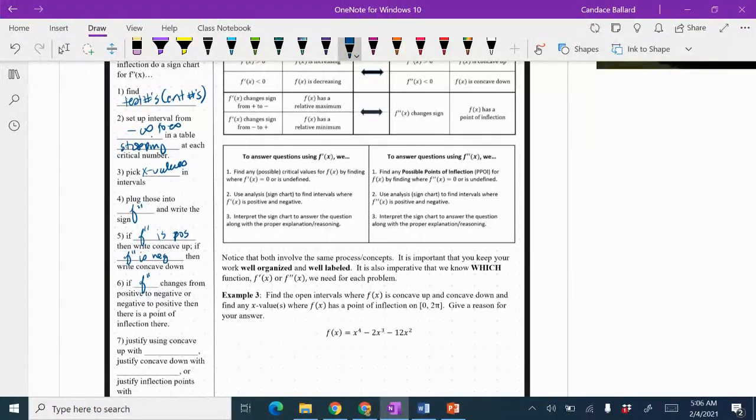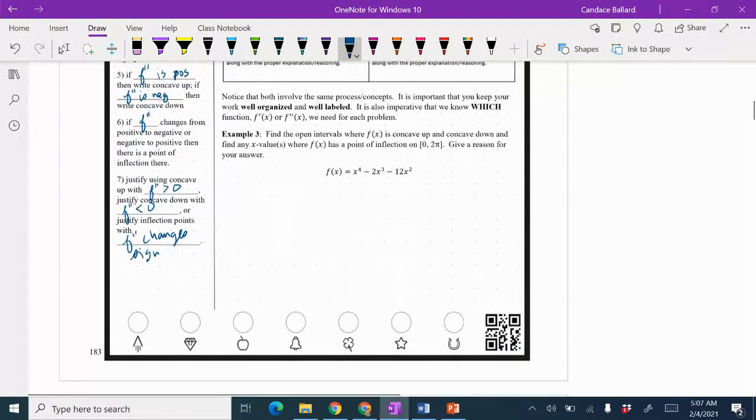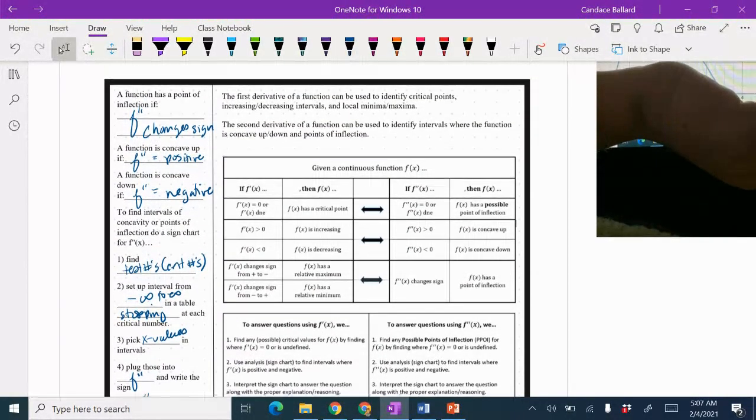Justify concave up with f double prime is greater than 0, justify concave down with f double prime is less than 0, or justify points of inflection with f double prime changes sign, and concavity is always open parentheses. So let's quickly go through this information. It's just another way to present what we put in the left-hand column.